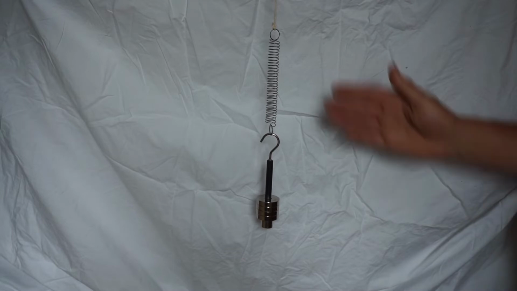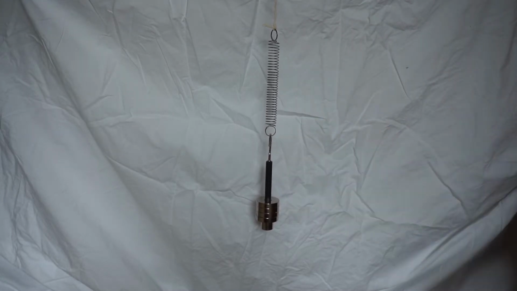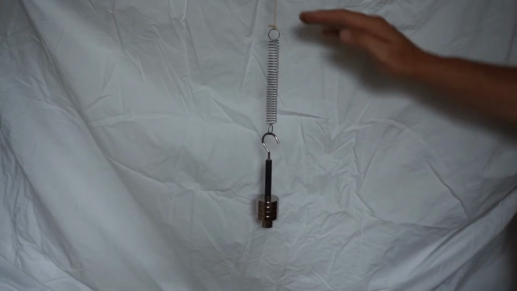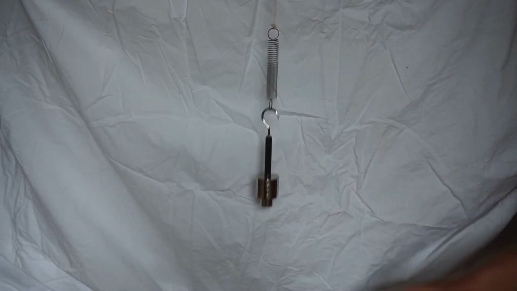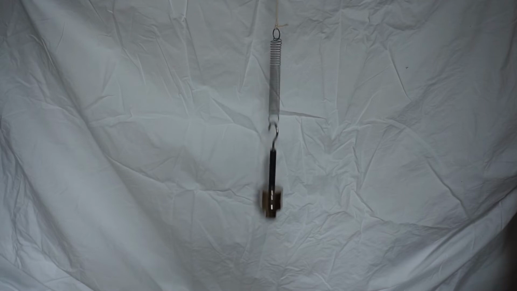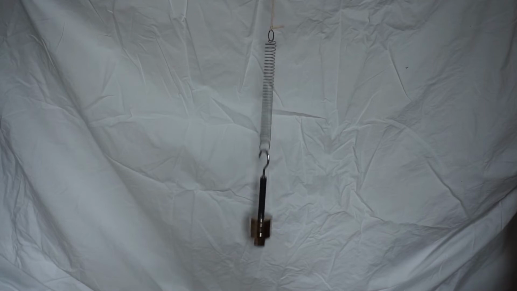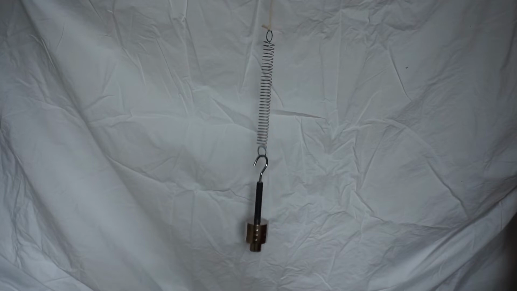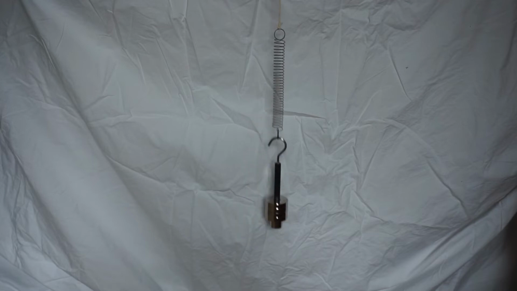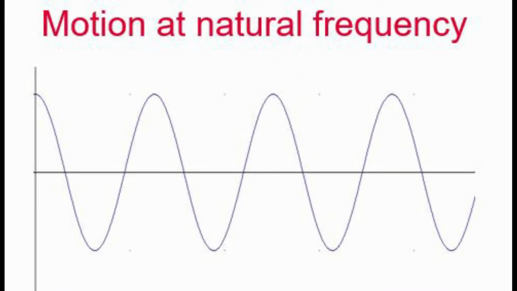So first we will look at just a single spring with a mass attached to it. The top end of the spring is fixed. If I pull this down and displace it, it will move up and down in a regular pattern with simple harmonic motion. The mass is moving at the natural frequency. This graph shows how the displacement varies with time for the simple harmonic motion that we have just seen.